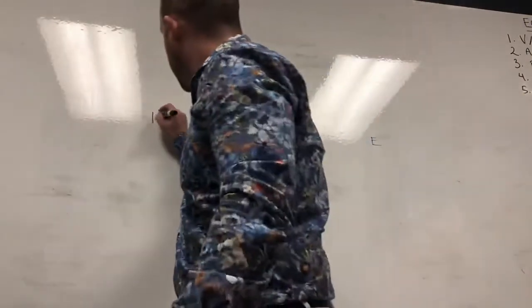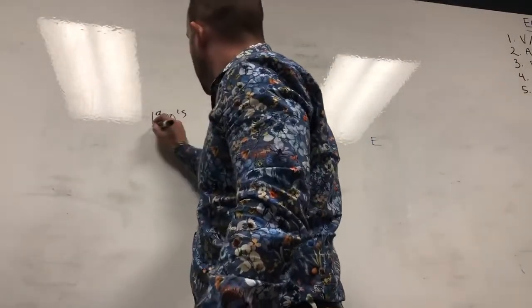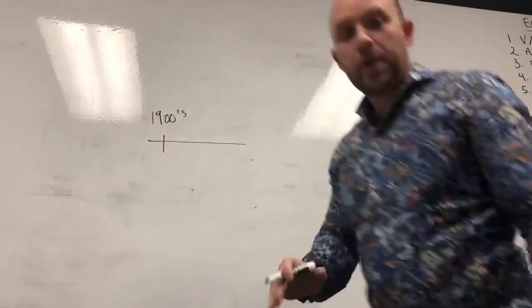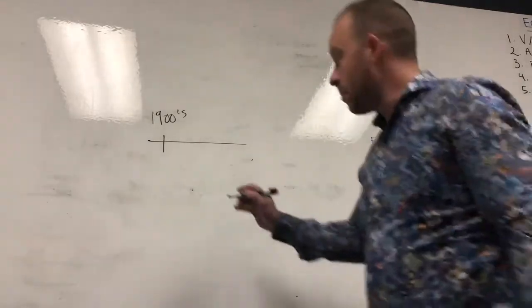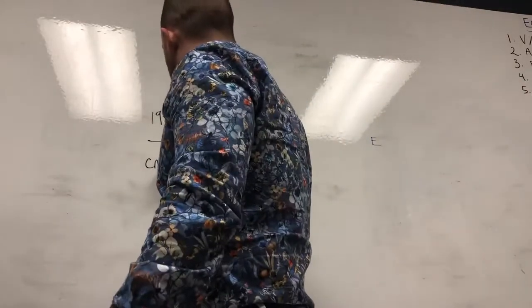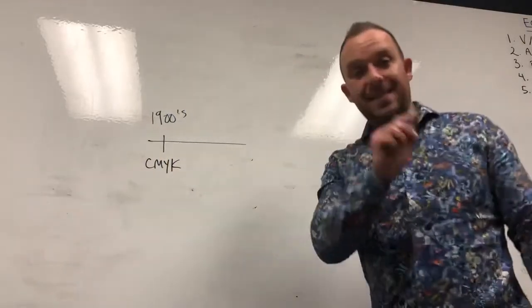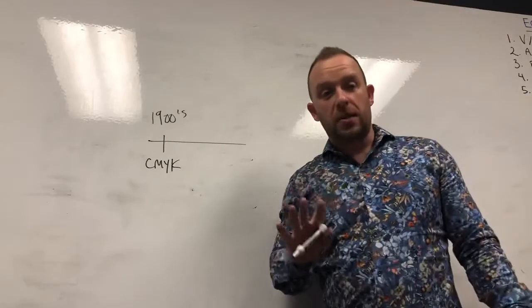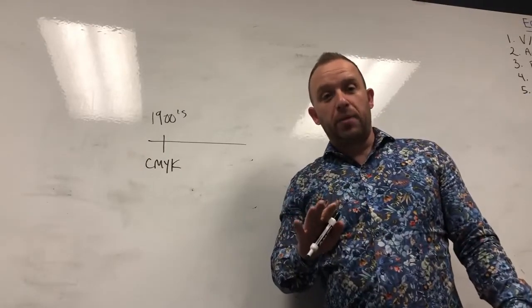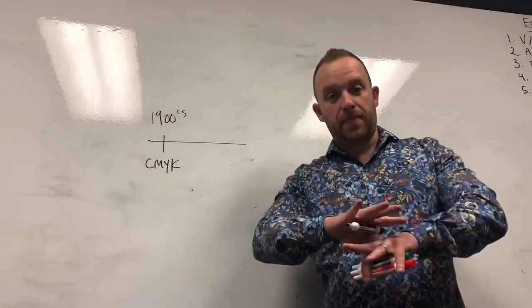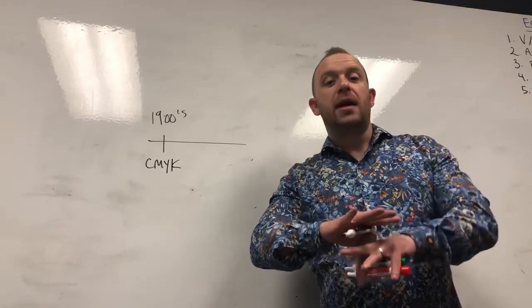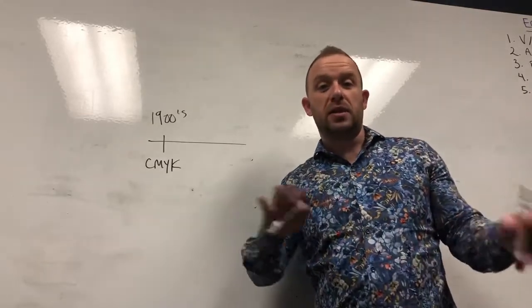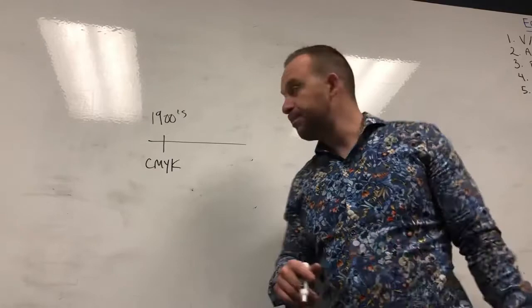In the early 1900s, a color printing process was invented called CMYK. CMYK stands for cyan, yellow, magenta, and black. Turns out that those four colors used in the printing process, mixed and overlapped on each other, created the widest variety of colors, which is still the standard that we use in printers today.